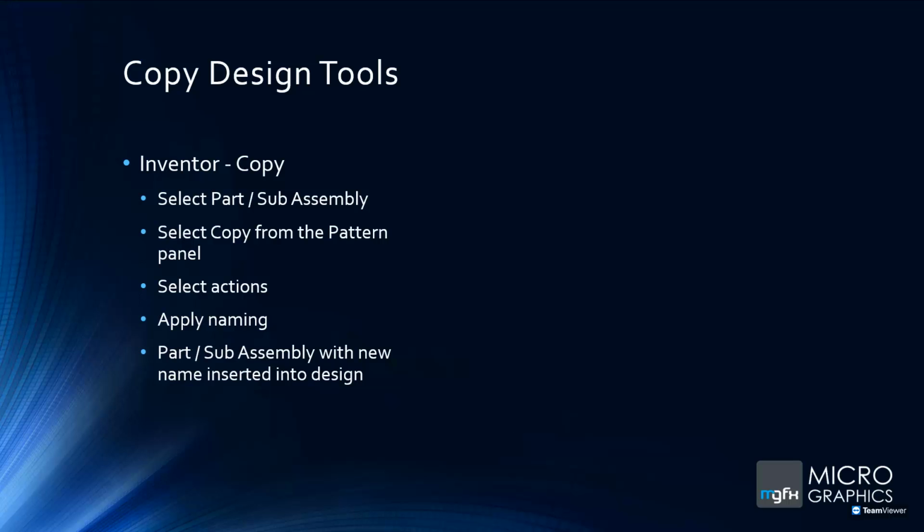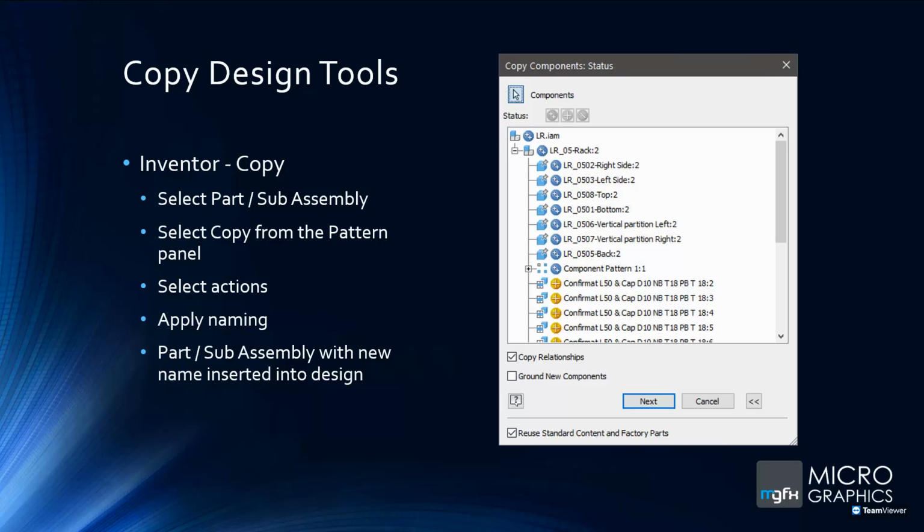Then the copy function in Inventor would allow you to follow a very similar process. You would select either the part or subassembly, and then on the ribbon on the pattern panel, you'd be able to grab the copy command, and that will then bring up a dialog box. If you have your part or subassembly pre-selected, it would then list all of the components inside of that subassembly.